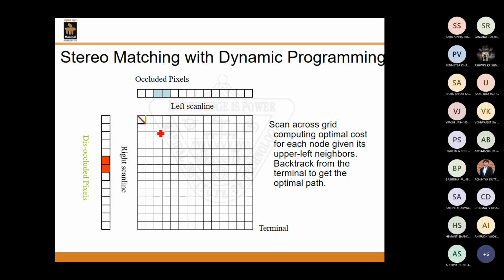The path which gives us the least distance, or the least penalty, is chosen. If it is going diagonal, we do not give a penalty, but if it is horizontal or vertical, we give a particular penalty. And therefore, if the dynamic programming has identified multiple paths, you go for the path which gives you the least penalty.